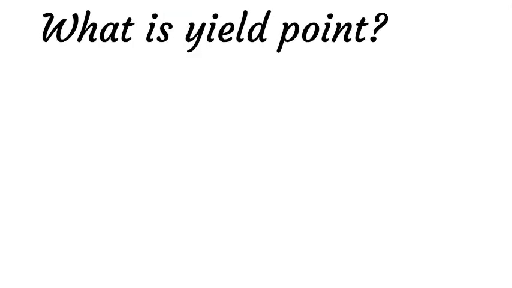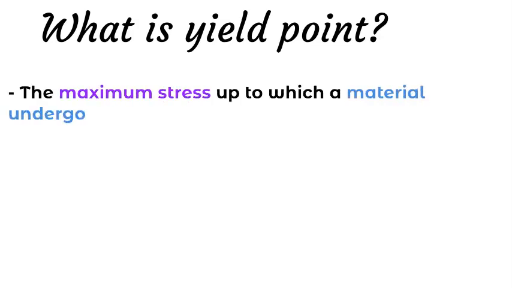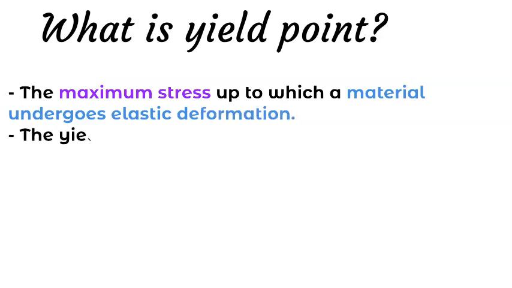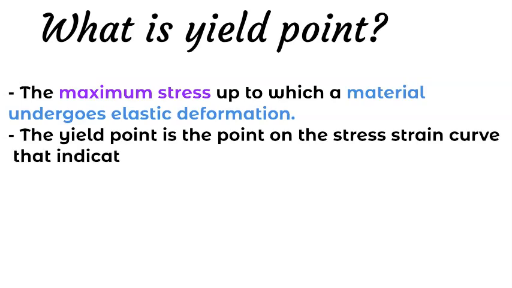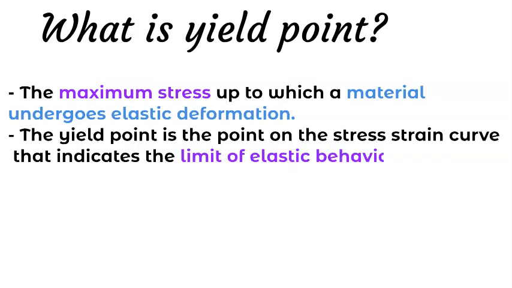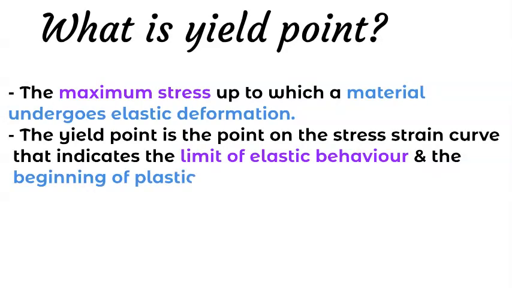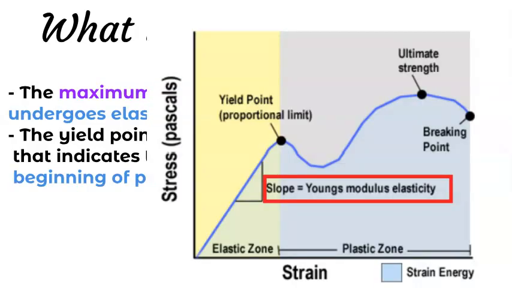What is yield point? The maximum stress up to which a material undergoes elastic deformation. The yield point is the point on the stress-strain curve that indicates the limit of elastic behavior and the beginning of plastic deformation. Again, this figure of the stress-strain curve shows the yield point.